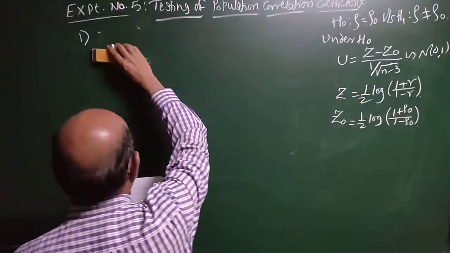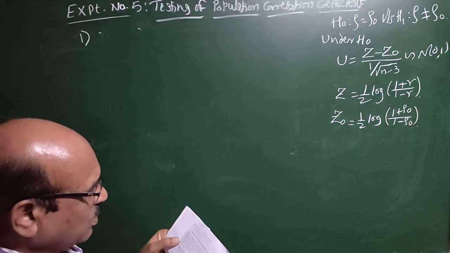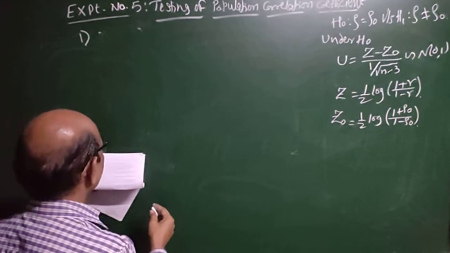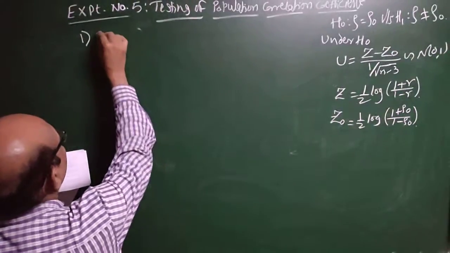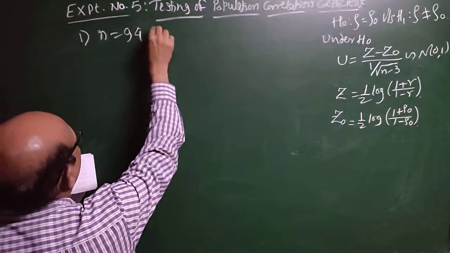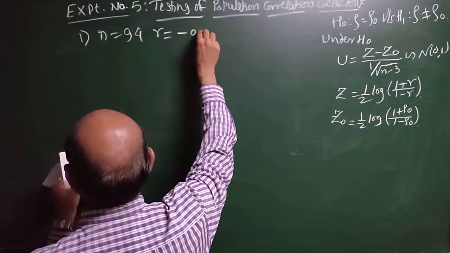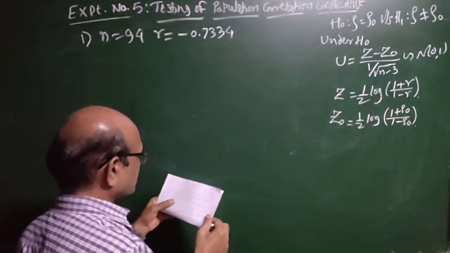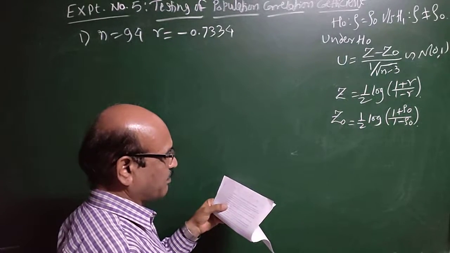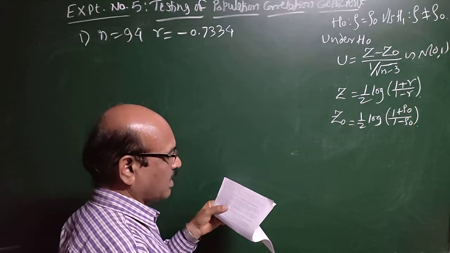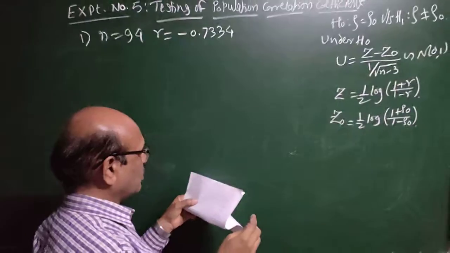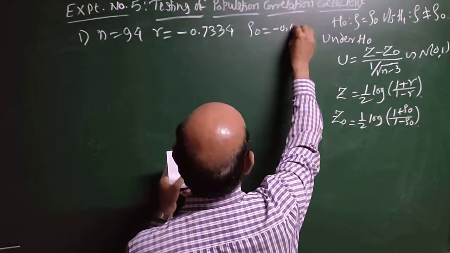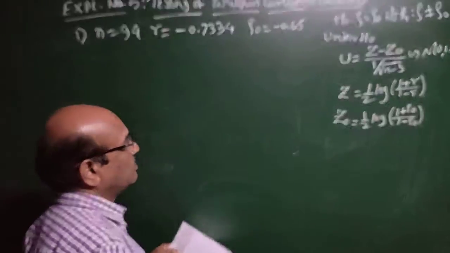The second question: a correlation coefficient of minus 0.7334 is obtained from a sample of n equal to 94. Can it be regarded as a sample taken from the population whose correlation coefficient, that is rho naught, is given as minus 0.65? That is what you have to test.